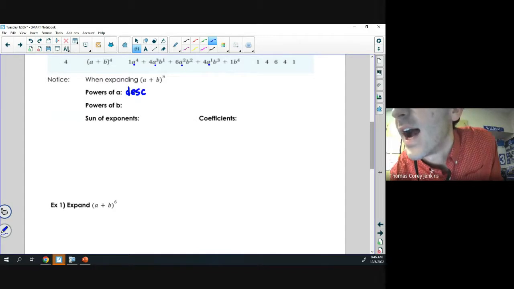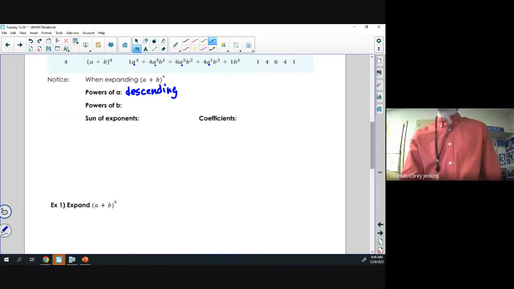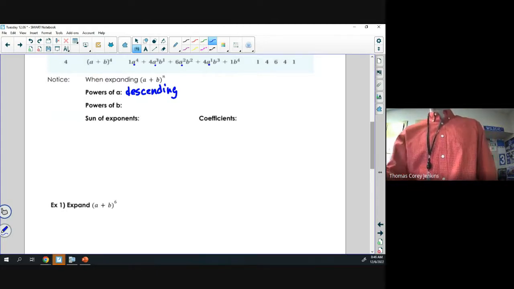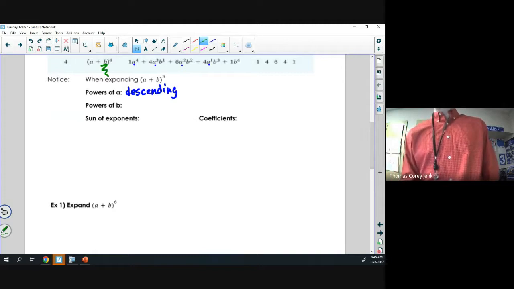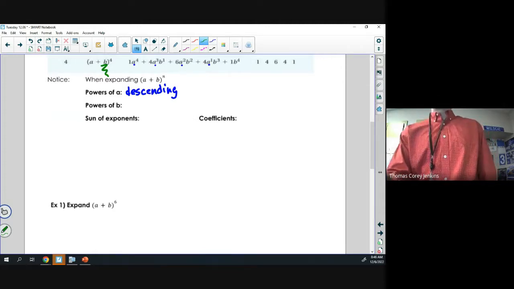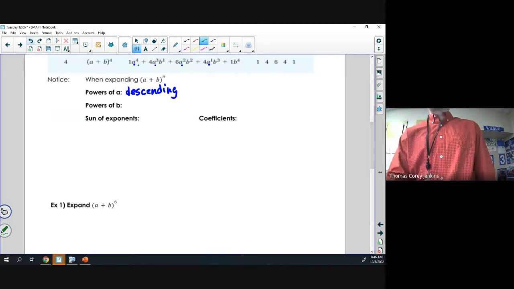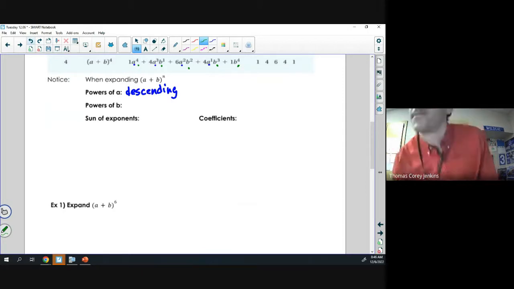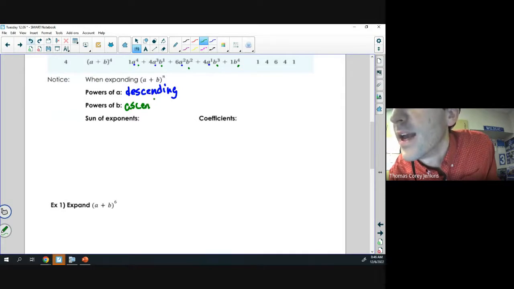Descending. Start high and low. So your lead term starts high, ends low. Powers of B, right? B is my second term. If we look at those in the row above, we have B to the 0, B to the 1, 2, 3, 4. So the word there would be ascending. Those start low and go high.